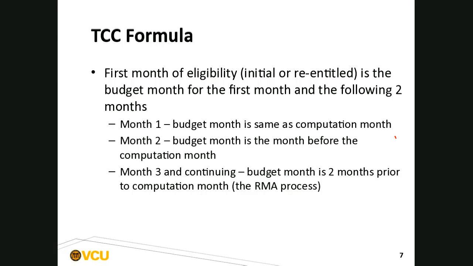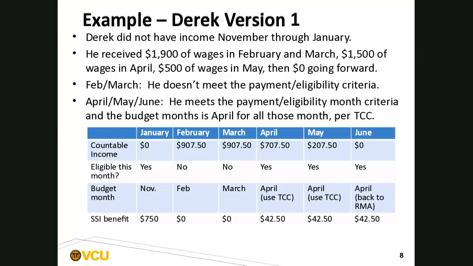So let's look at an example on slide 8. So in our example here, we have Derek, and he didn't have any income. He was receiving the full $750 of SSI all the way through January. And then in February, he got a job. In February and March, he made $1,900 a month.